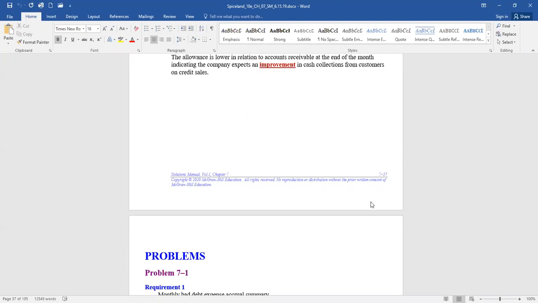Okay, sorry about that. I needed to, if I disrupted you. We need to debit the allowance account for actual write-offs and credit accounts receivable.